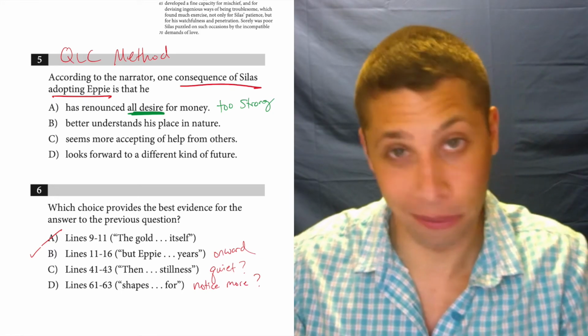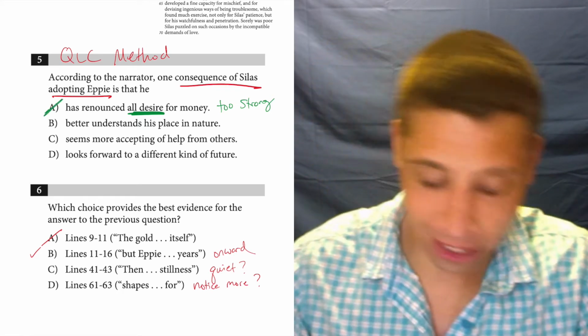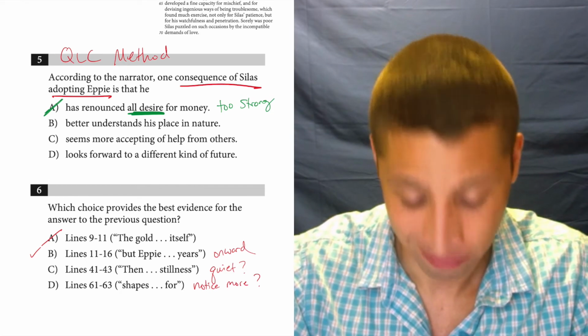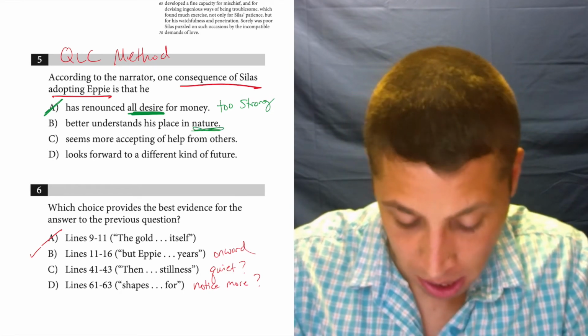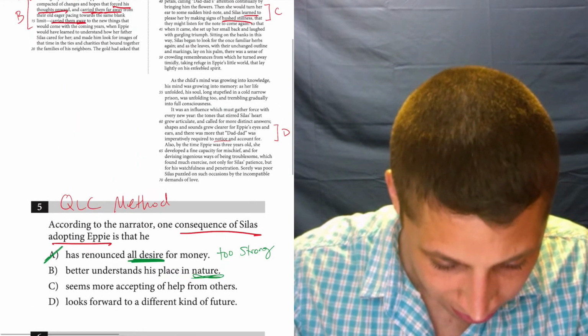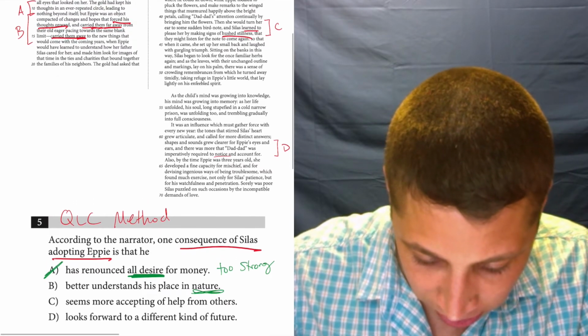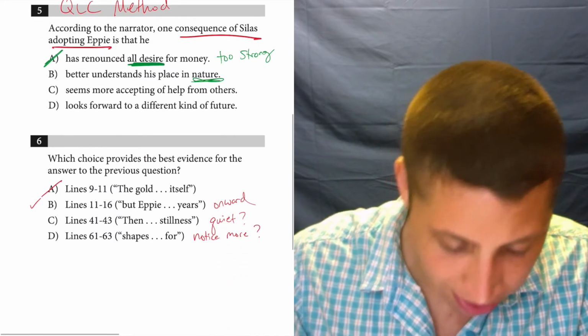And I don't think anyone exists like that. So let's look at B. Better understands his place in nature. I don't remember nature really coming up at all. There's also his place in nature. The stillness thing. He gets to notice more. So maybe I could kind of make C or D fit with that.